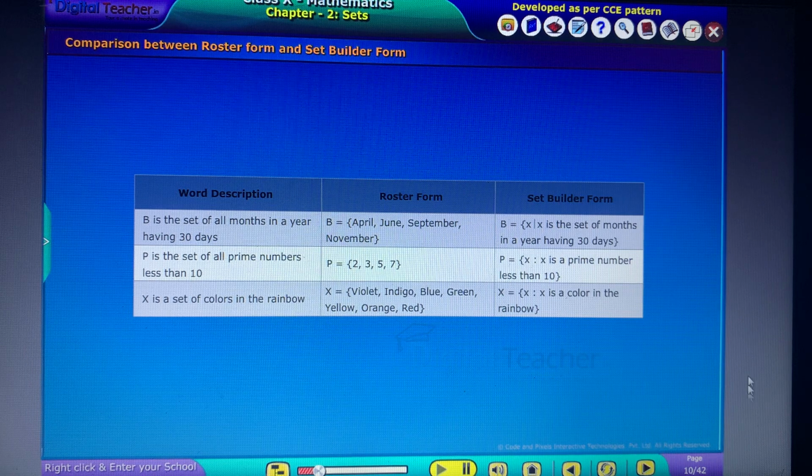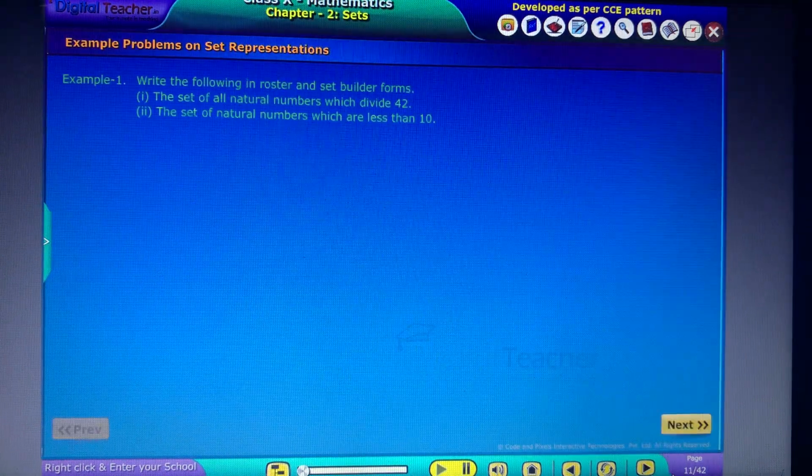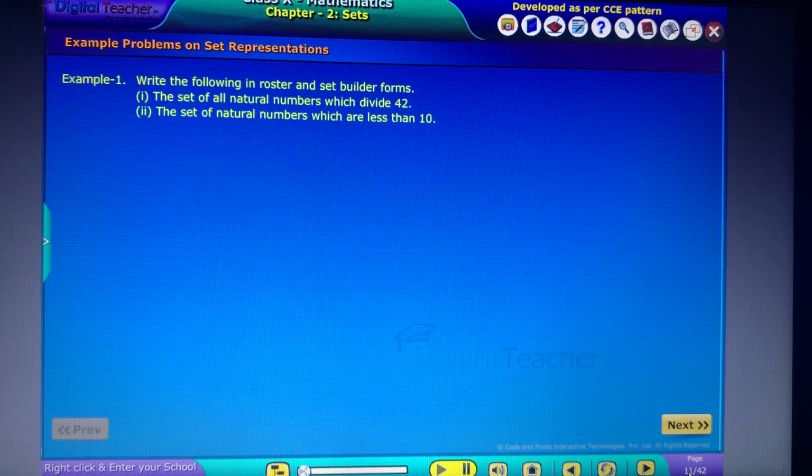The table shown on screen contains 3 examples of sets, each represented with a word description, roster form and set builder form. Example 1. Write the following in roster and set builder forms. The set of all natural numbers which divide 42. The set of natural numbers which are less than 10.